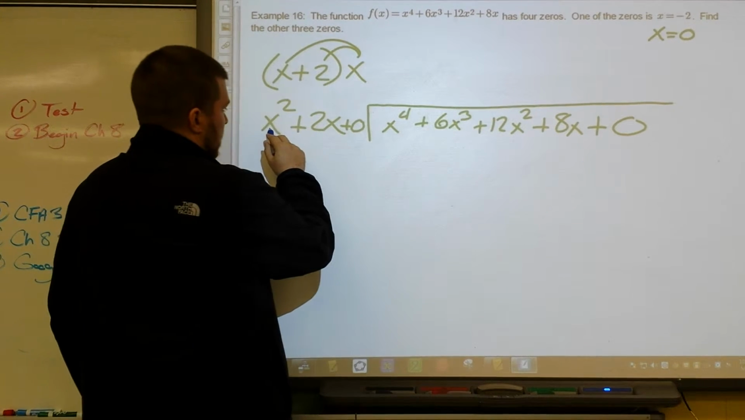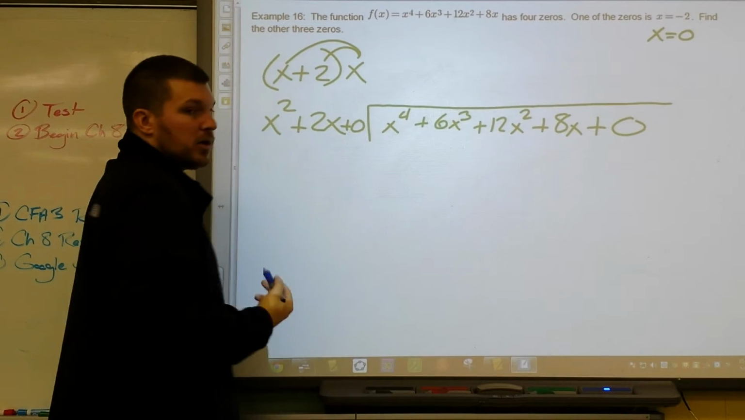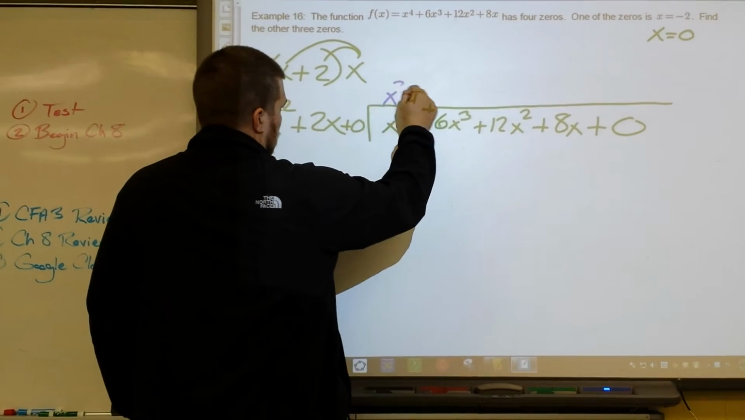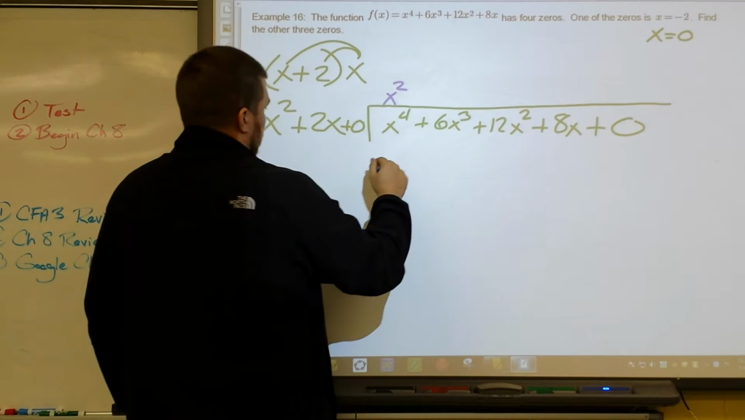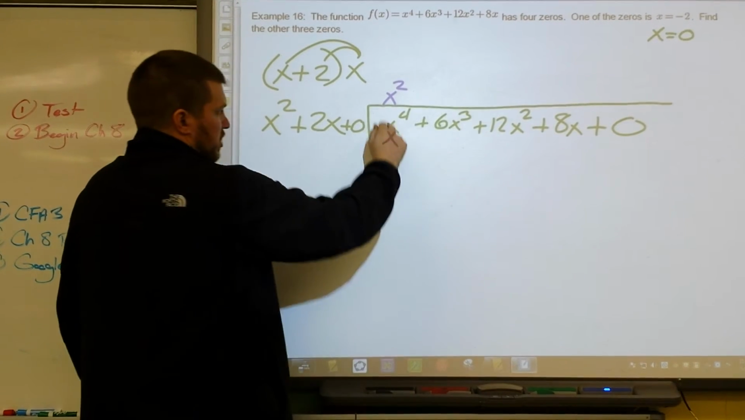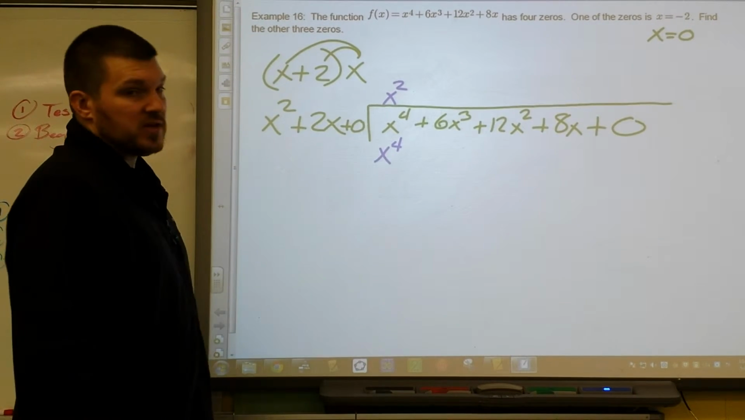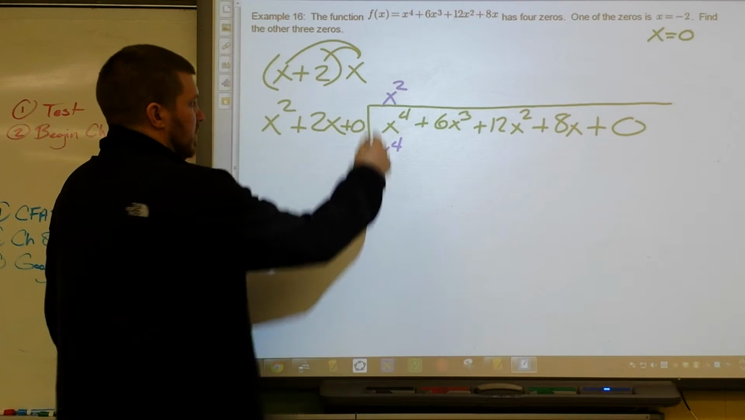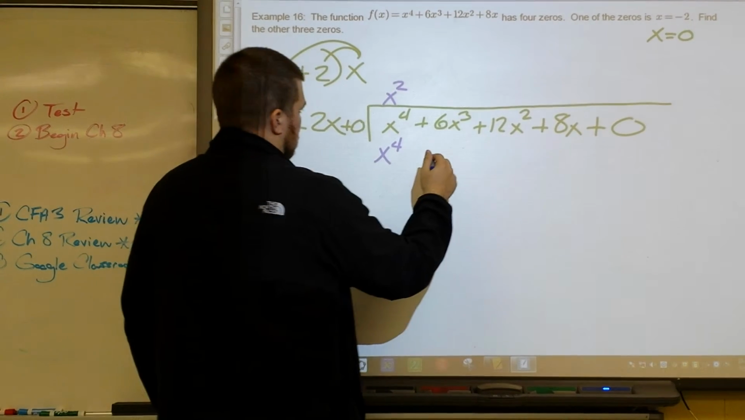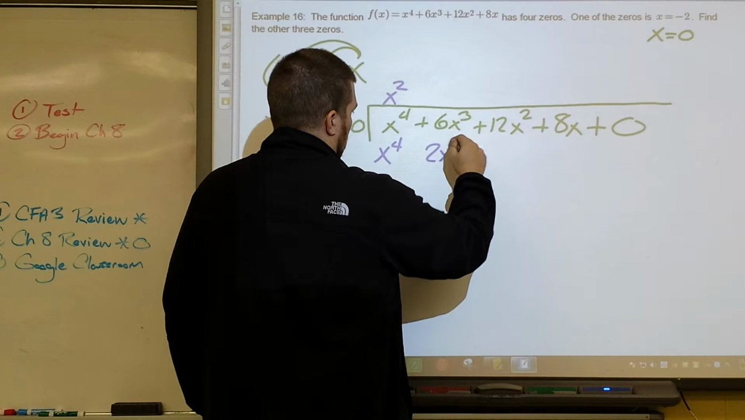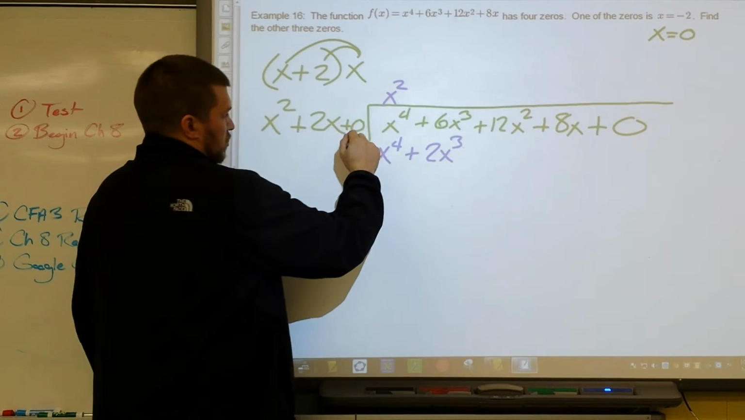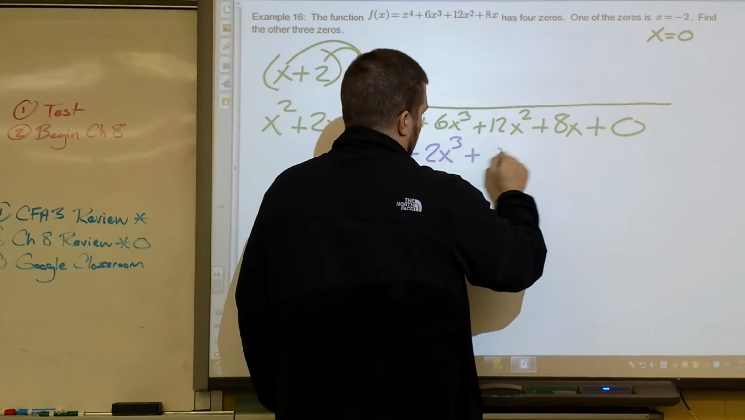I'm looking for how many times x squared will go into x to the 4th. It'll go in x squared times. Then x squared times x squared is x to the 4th. This is your double check. These first pieces have to match. If they don't, you've done something wrong. Then keep multiplying. So x squared times 2x is 2x cubed. That's a positive. x squared times 0 is 0x squared.